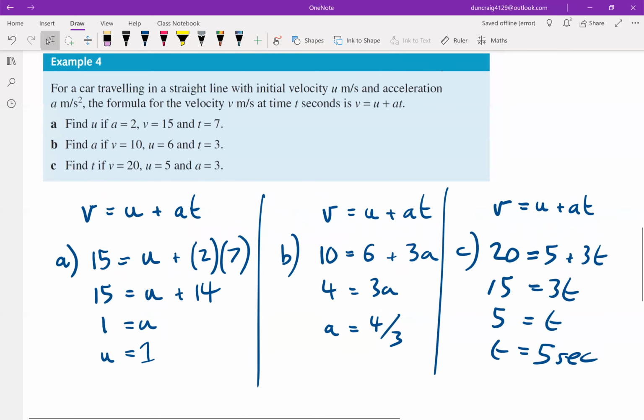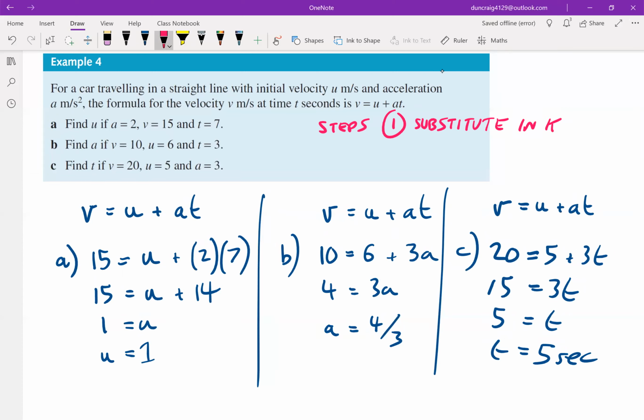Okay, so I'll just write that over here. So your steps: 1, substitute values, and then 2, solve to find the unknown. That's what we did. We substituted in the known values as the first step, and then we solved it like a simple linear equation.